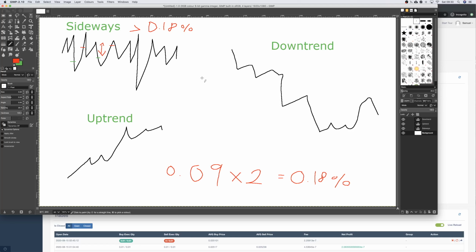Meaning that we are going to make 0.07% profit, which is very small, but if you do many trades all day long, it becomes a good enough target. So how do we configure this?